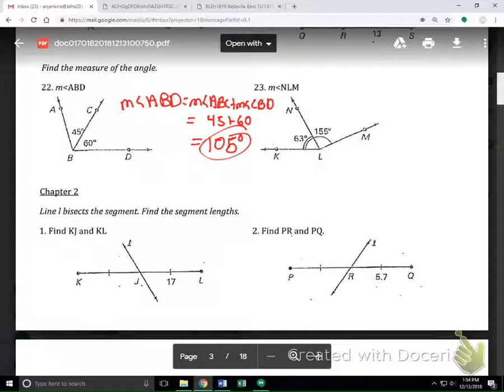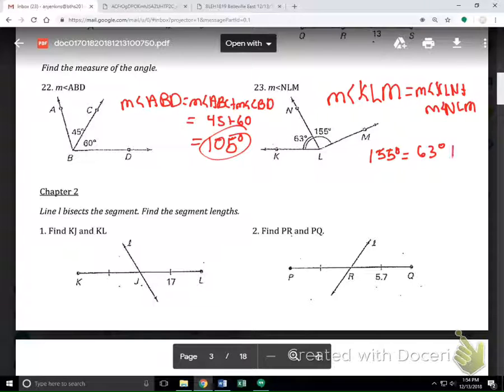And then it says plus the measure of angle CBD. Okay. And now we have the measure of angle KLM equals the measure of angle KLN plus the measure of angle NLM. So our two smaller ones. We see that the big angle has a measure of 155 degrees. And we see that our two smaller angles are 63 degrees. And the one we are looking for, which is the measure of angle NLM.